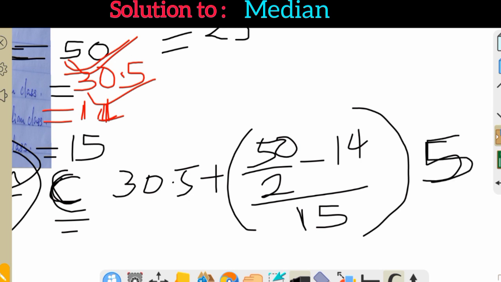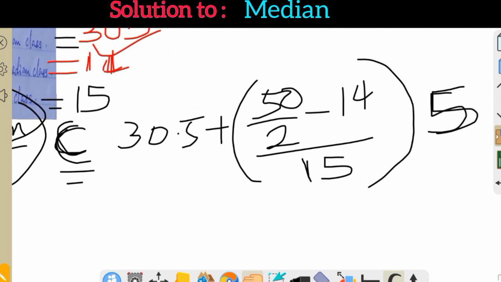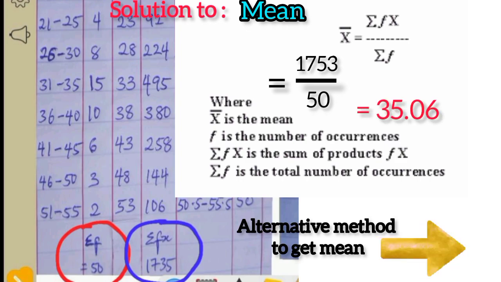If you solve out everything, you should be able to obtain as your median 34.17. That is all. For the mean, 1753 divided by 50 is equal to 35.06.